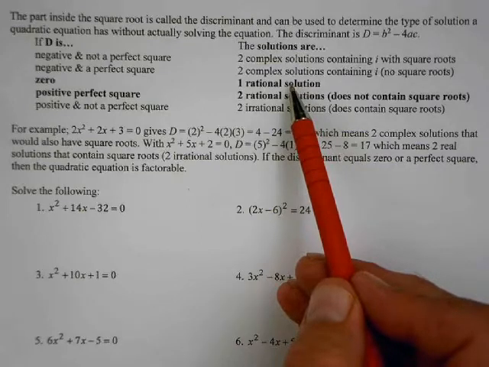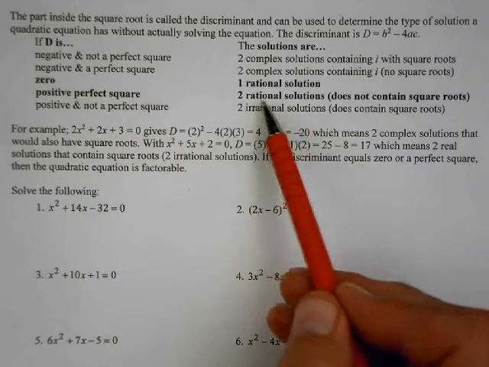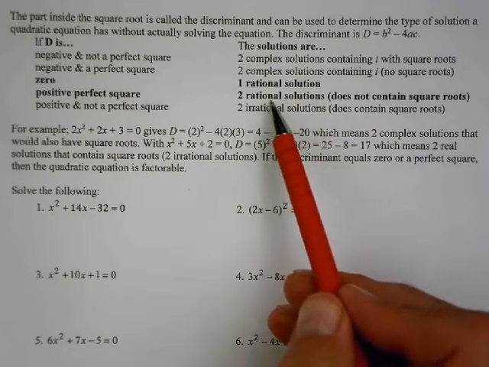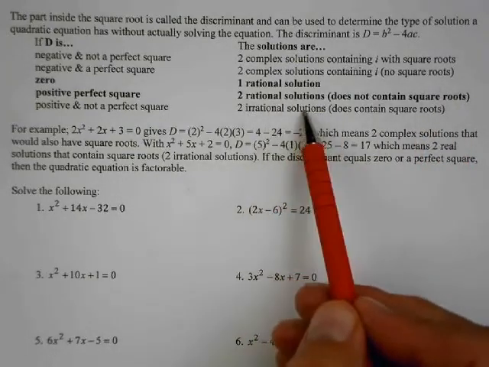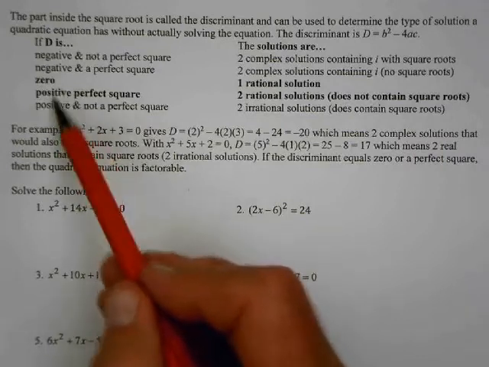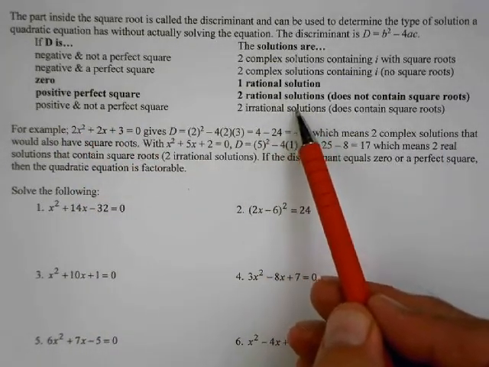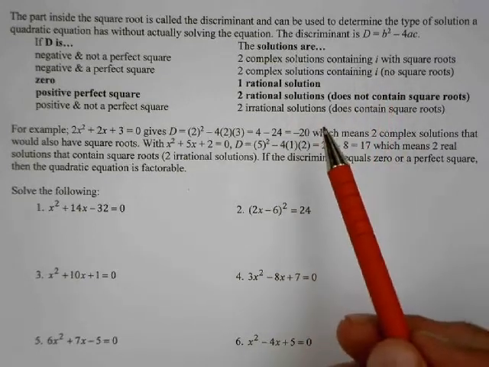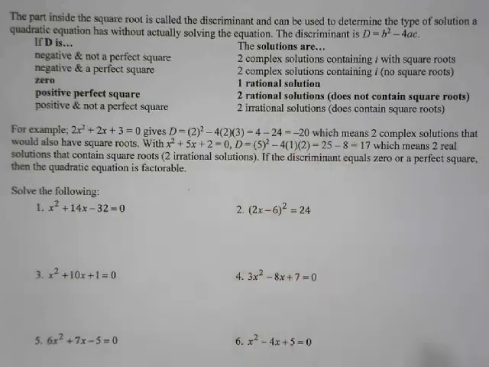If it's a positive perfect square, we'll get two rational solutions. Rational means does not contain square roots. By the way, irrational means it does contain square roots. But notice the positive ones do not give us the complex. They do not give us answers that have i in it. And then if it's a positive but not a perfect square, we have two irrational solutions.